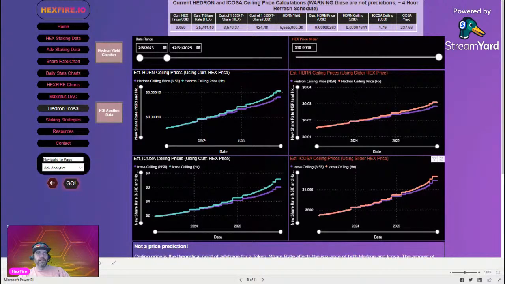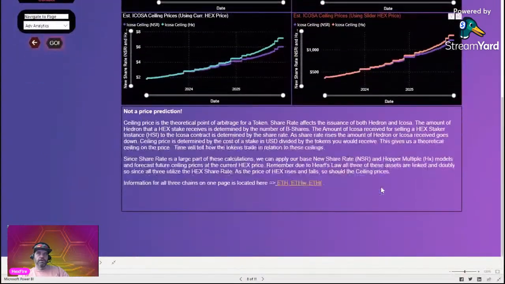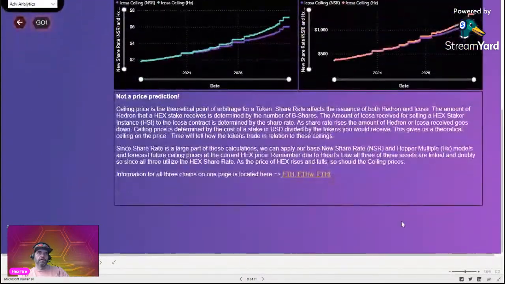I think I included it below here. Let me see before we move on. Yeah, I didn't call it out as a calculation. I was just explaining what the ceiling price is. That was kind of a new concept here when we were talking about it. So the amount of ICOSA received for selling a HEX stake instance, the HSI, to the ICOSA contract is determined with a share rate.